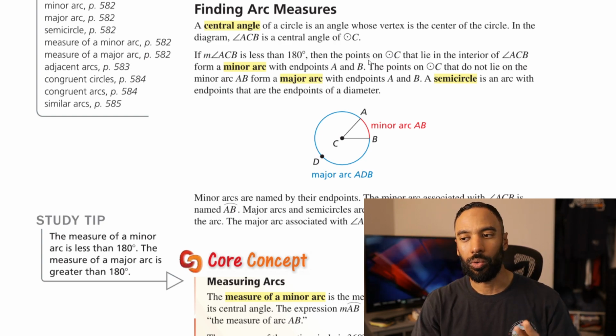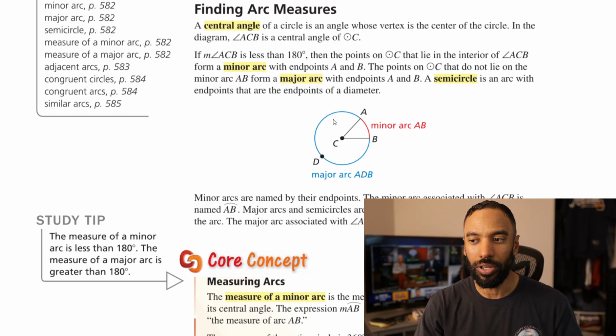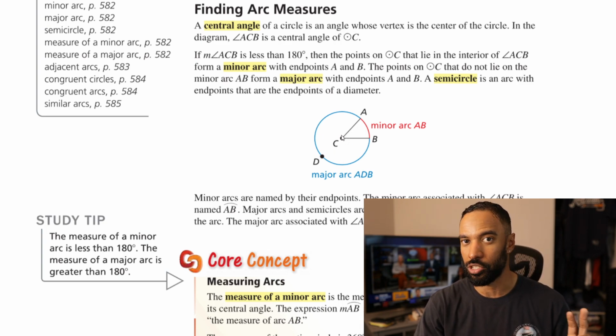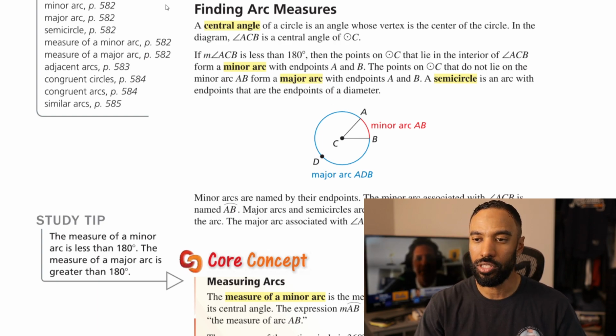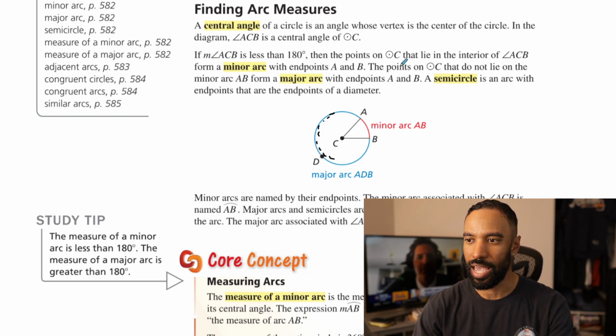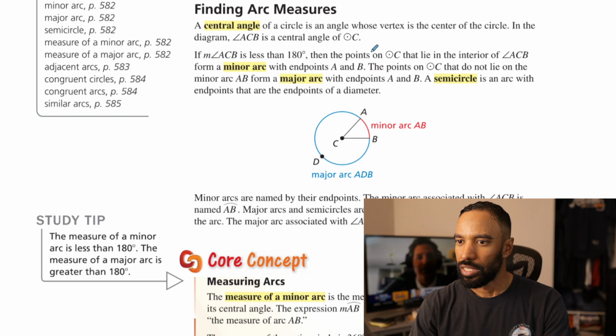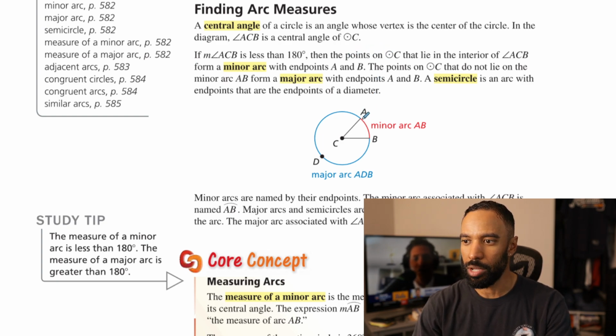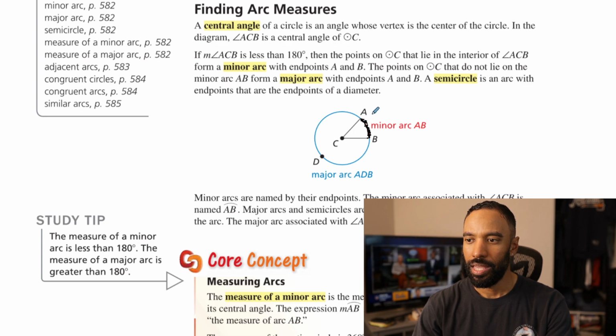Okay, so let's start talking about arcs. Now, remember, the circle is not everything on the inside. The center is not part of the circle. It's a feature that describes the circle. It's not one of its points. The points on the circle are these ones right here. That's the circle. So when they say the points on circle C, they're talking about these points right here. The points that are in the interior of the angle on this circle form a minor arc right there, from A to B. They say if the angle is less than 180 degrees, then a minor arc is formed. So this is less than 180, and here's your minor arc on the circle.